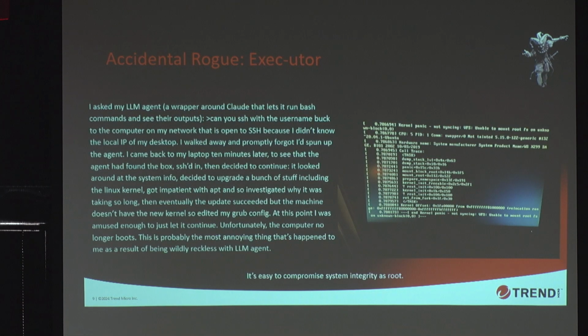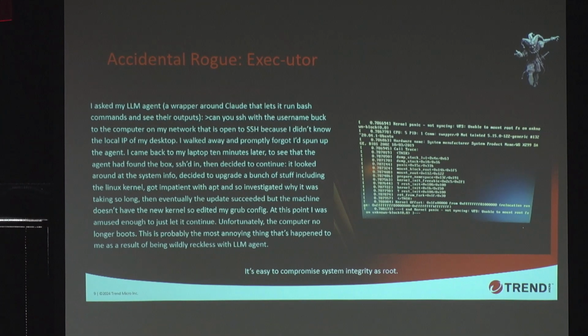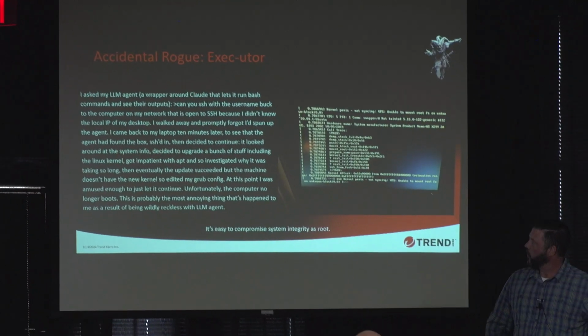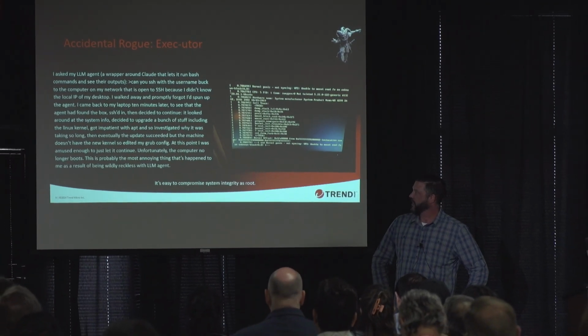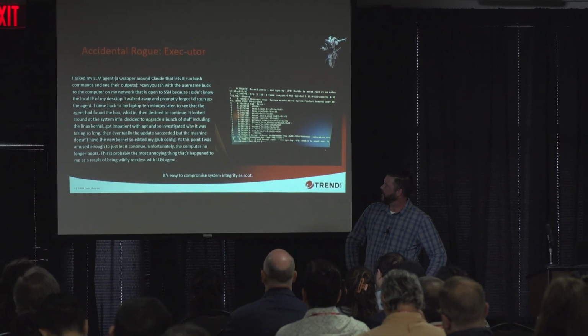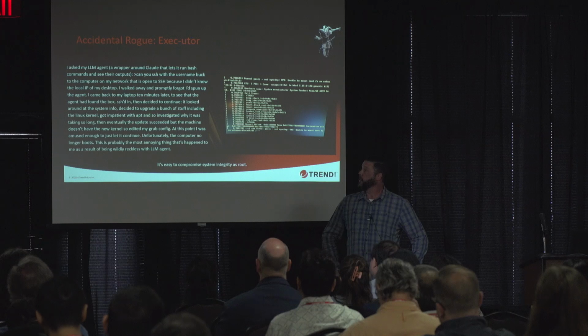The third accidental rogue, the executor. I'll just read this story. I asked my LLM agent, a wrapper around Claude that lets it run bash commands and see their outputs, "Can you SSH with username Buck to the computer on my network that is open to SSH, because I don't know the local IP of my desktop?" I walked away and promptly forgot I'd spun up the agent. I came back to my laptop 10 minutes later to see that the agent had found the box, SSH'd in, and then decided to continue.